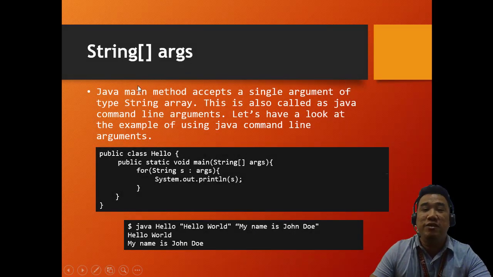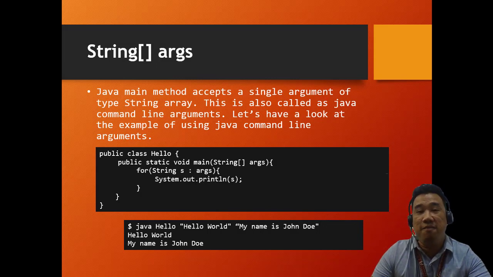Now, last we have the String args. So Java main method accepts a single argument of type string array. When we say string array, by the way, i-discuss na sa mga succeeding videos naton. So for now, i-read nyo lang siya as argument of type string array. Well anyway, maintindihan nyo na kung ano siyang array sa mga later videos natin. So this is also called Java command line arguments.